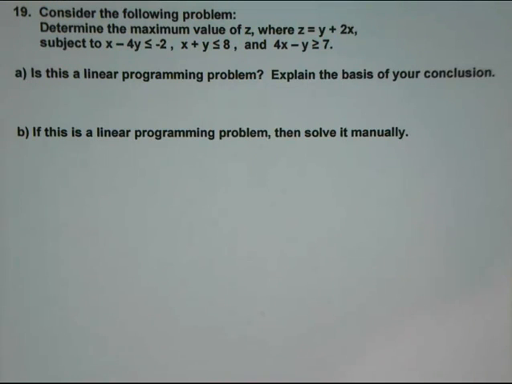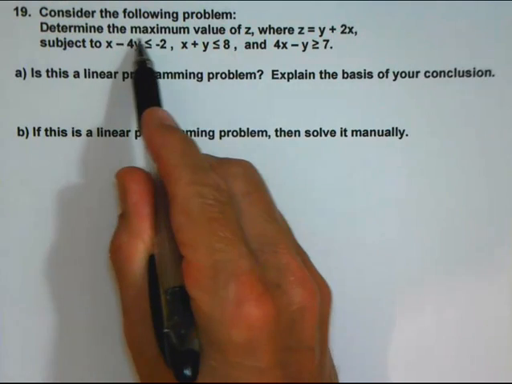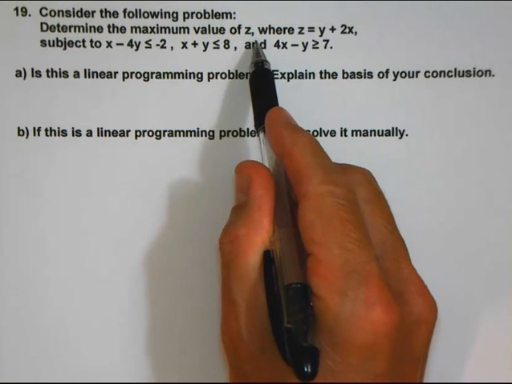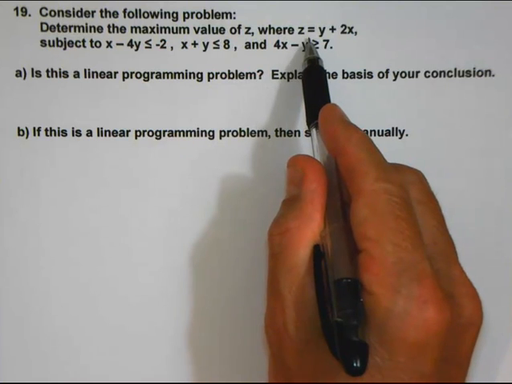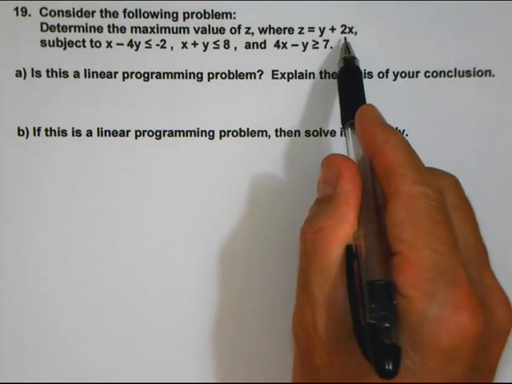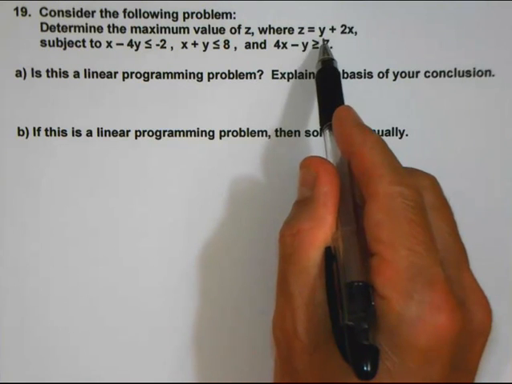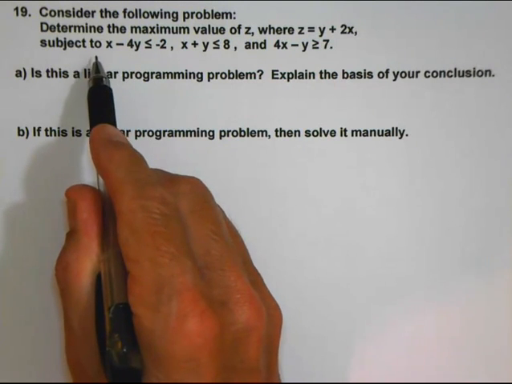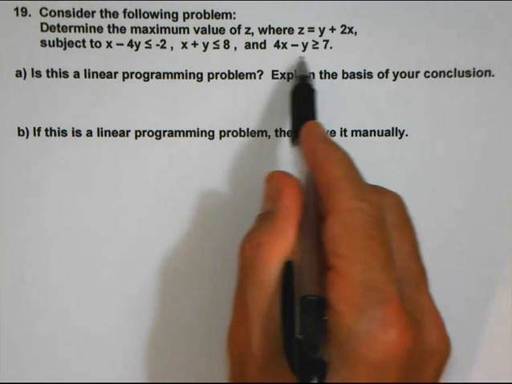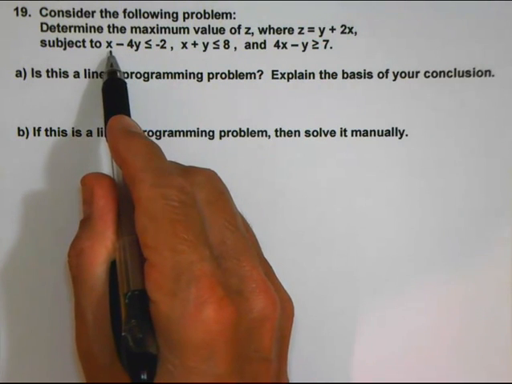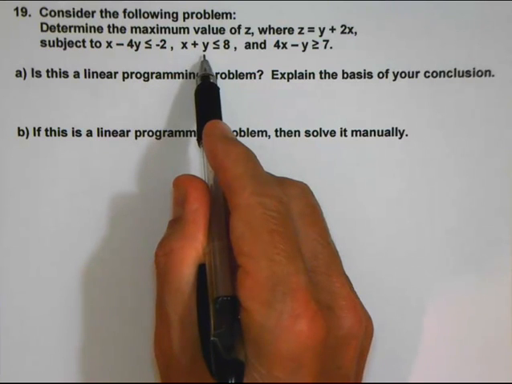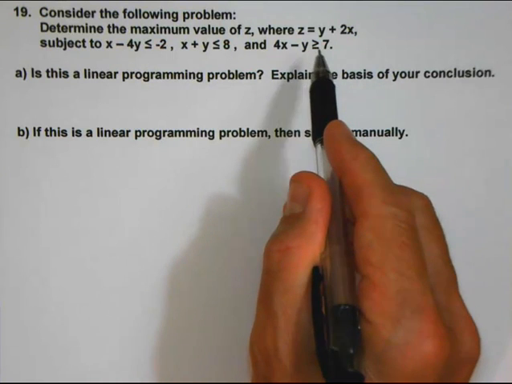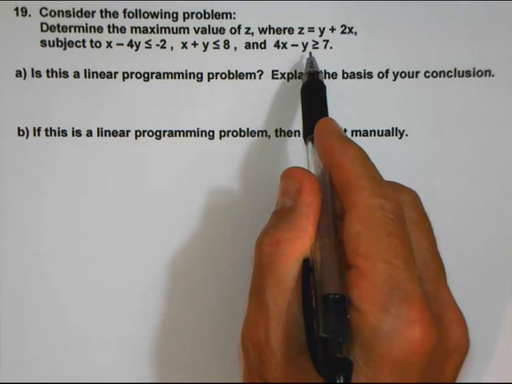Alright, let's look this over. This problem, as we are looking for a maximum value of z, puts it into the realm of optimization. Alright, we need to have that going on. This z is a function defined with z equals y plus 2x. That's a linear function. Okay, so it has the other requirement now. Let's look at the domain of this function. What kind of conditions are restricting or constraining the x's and y's? It has these inequalities here that are defining the domain. This one is linear. The second one, x plus y less than or equal to 8, that's linear. This third one, also linear. Okay, it's got a domain defined by linear constraints.